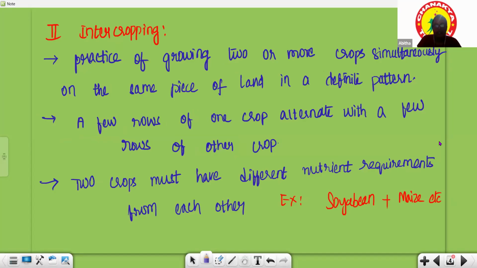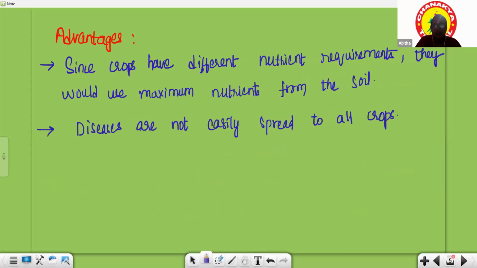Next, the intercropping method. This is also the growing of 2 or more crops simultaneously, but you follow a definite pattern, and you choose crops that have different nutrient requirements so that each crop can get maximum nutrients from the soil. Examples are soya bean and maize. Advantages: since they have different nutrient requirements, they get maximum nutrients from the soil, and diseases do not easily spread to all crops.